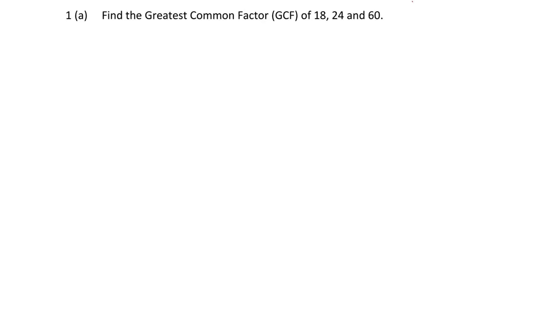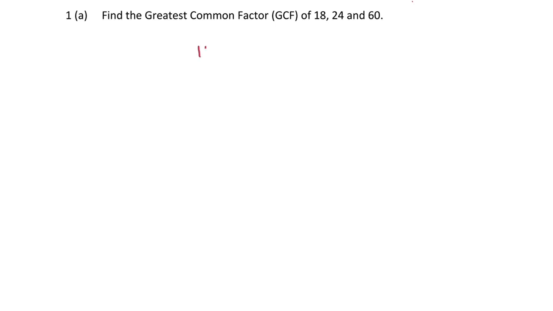Question number 1, part A. Find the greatest common factor (GCF) of 18, 24, and 60. Okay, so for this one, we are supposed to list the prime factors as the product for each number, and then we are going to check which is the greatest common factor among all listed factors.